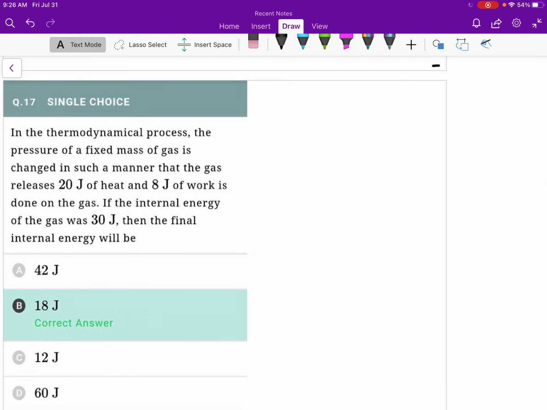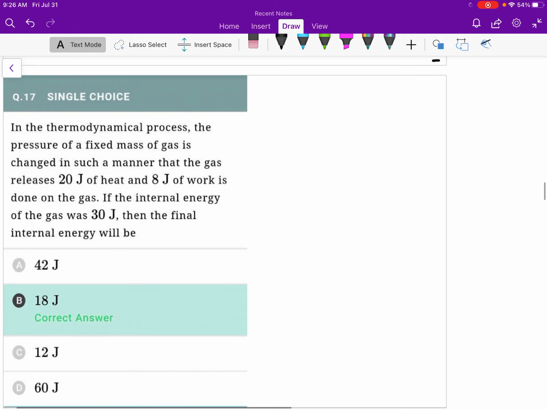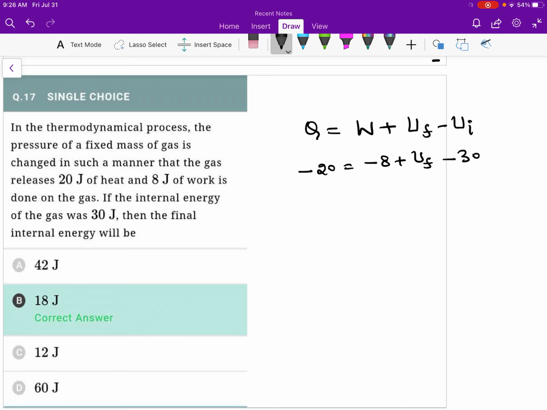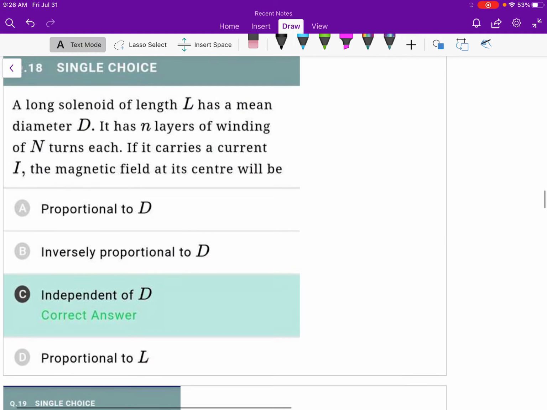Now next, in the thermodynamic process, the pressure of a fixed mass of gas is changed in such a manner that the gas releases 20 joule of heat and 8 joule of work is done on the gas. So Q is W plus U final minus U initial. 20 joule of heat is released, so minus 20. Work done on the gas, so minus 8. U final is to be found out, and U initial is 30 joule. So U final is 18 joule. So the final internal energy is 18 joule.